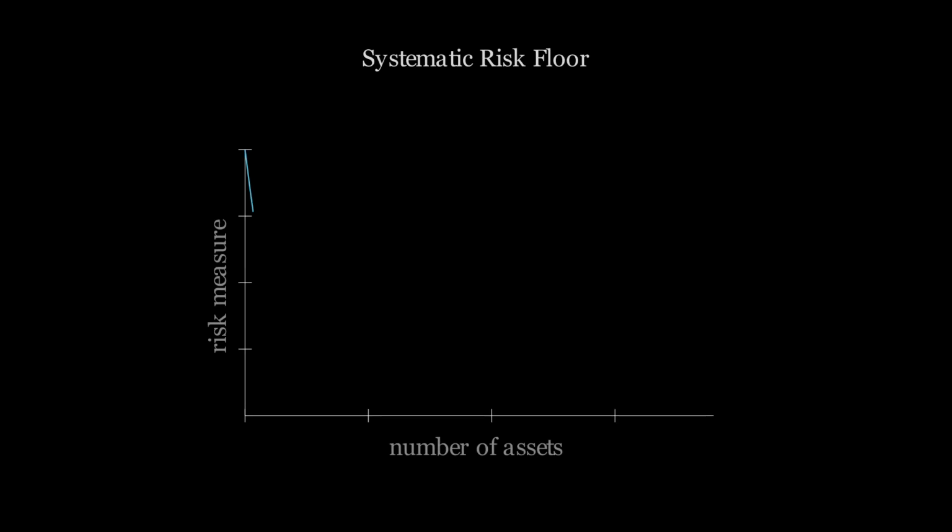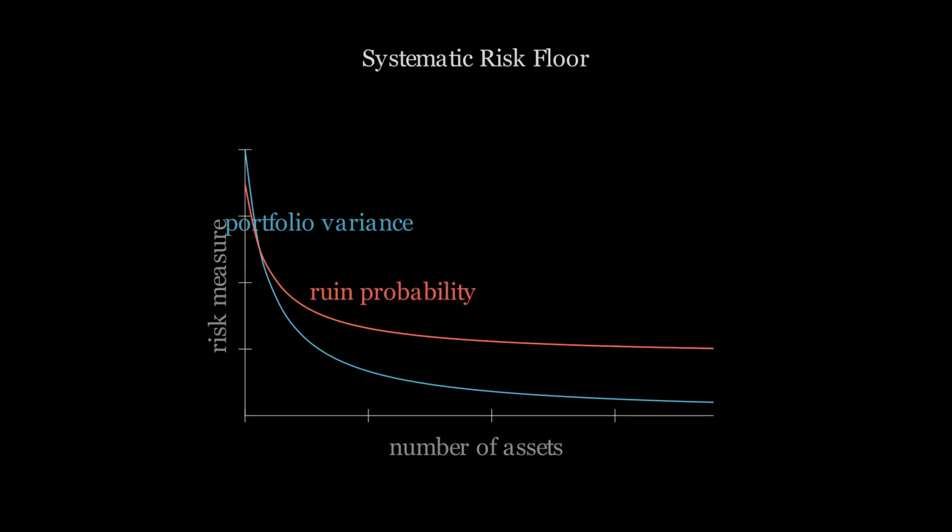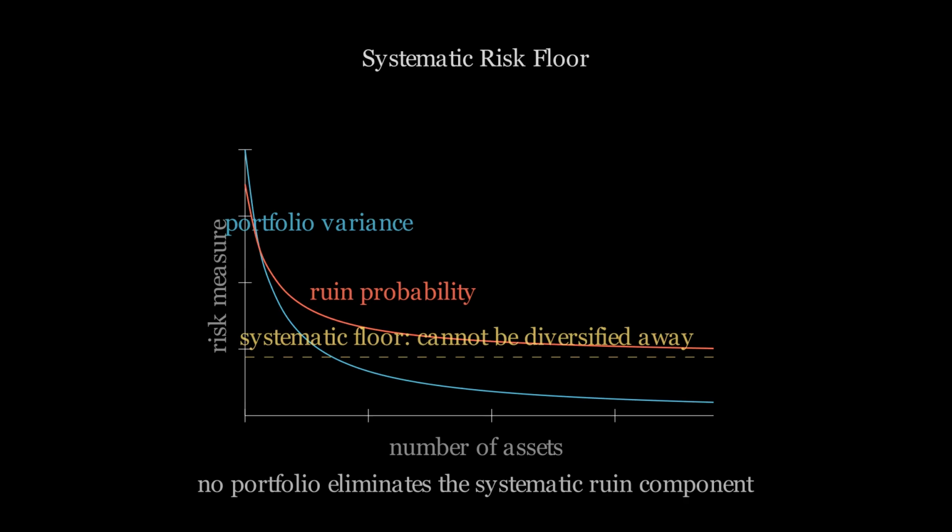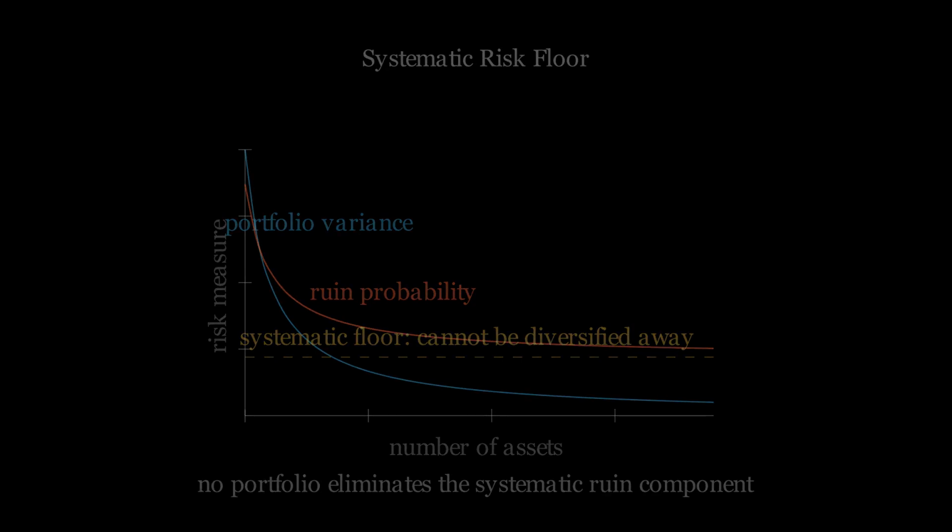Portfolio variance can be driven to zero by adding more assets. Ruin probability follows a different curve. It decreases at first, then flattens at a systematic floor. This floor represents risk that cannot be eliminated by any portfolio construction.